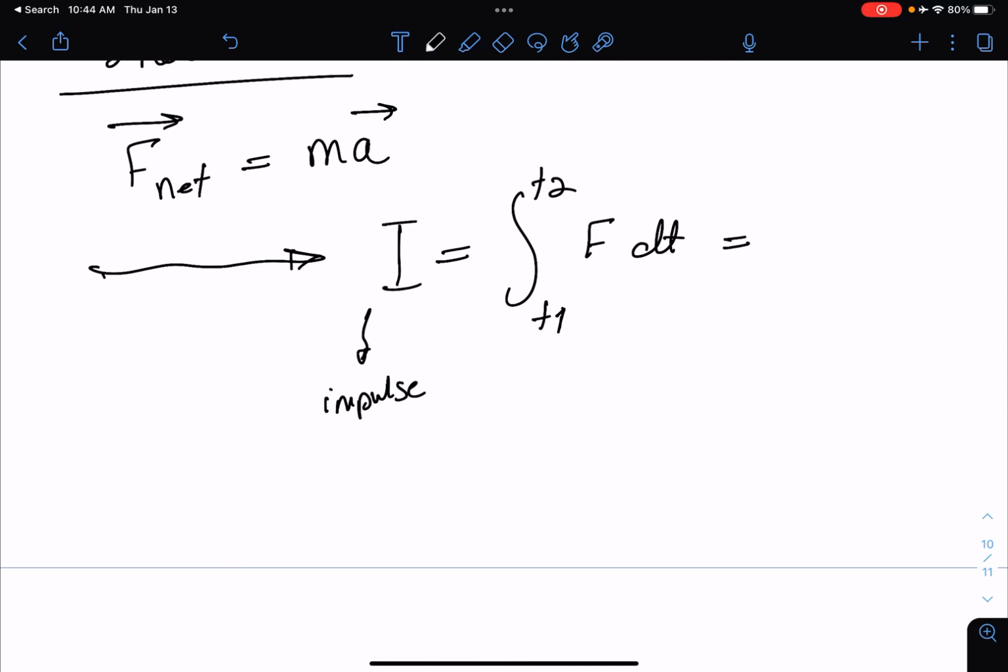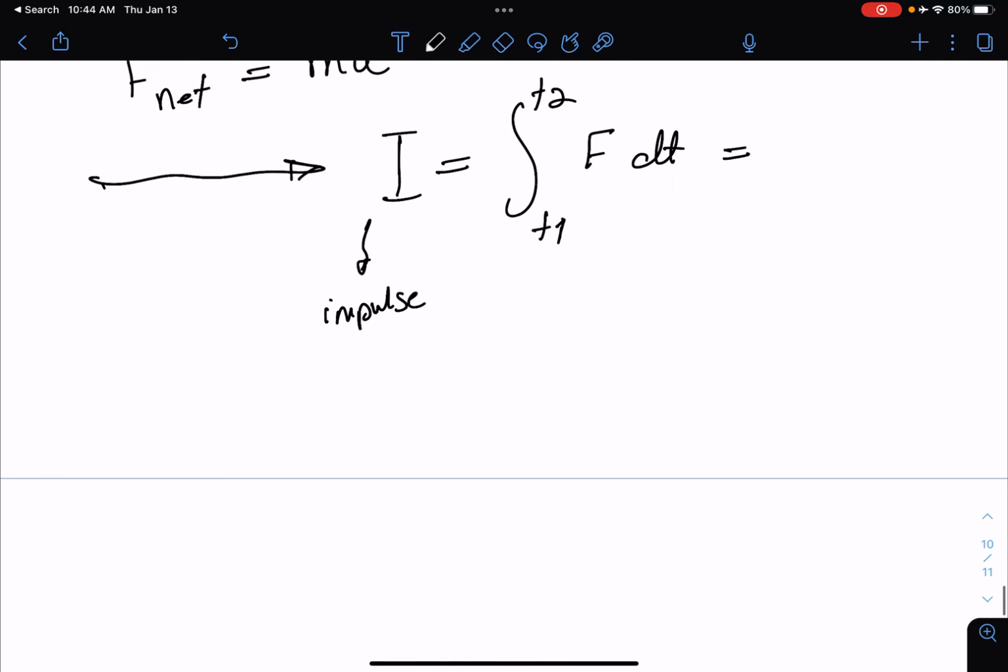How do we calculate linear momentum? Mass times velocity. So impulse is equal to mv2 minus mv1. I hope you have seen this in your dynamics. We have all passed dynamics here, right? So I hope you have seen that impulse, or the integral of force with respect to time, is equal to changes in linear momentum.